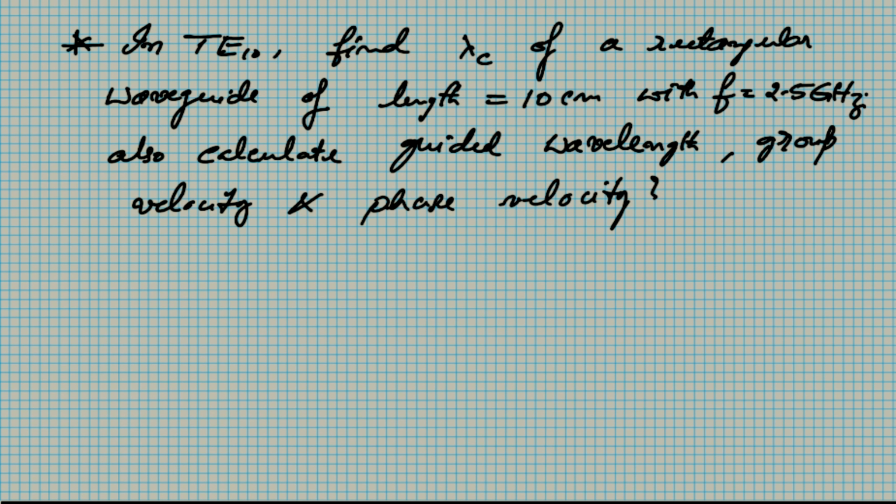All right, so the first part of the question is T10 is propagating. So I should be able to remember that lambda c can be directly calculated, right? That is equal to 2a, just like the previous case. If I don't remember, I have to write the general equation, then substitute the m and n values accordingly. So here T10 is given, so I should be able to recall that lambda c is 2a.